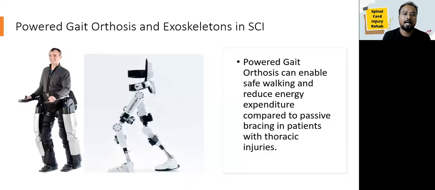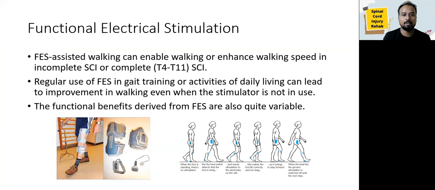We also have the powered gait orthosis and exoskeletons, where, as you can see in the picture, the patient wears the exoskeleton and the exoskeleton actually moves the legs for you. It can be quite useful for patients with complete spinal cord injury instead of just wearing a passive orthosis. But these can be very, very expensive. Maybe in the future they become affordable to many patients. This can be useful, especially for complete spinal cord injury.